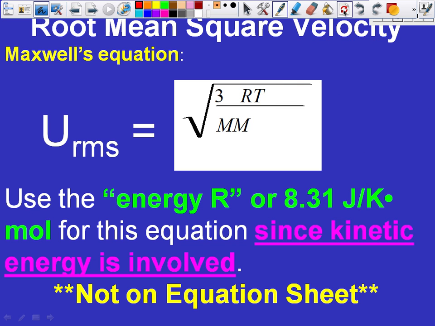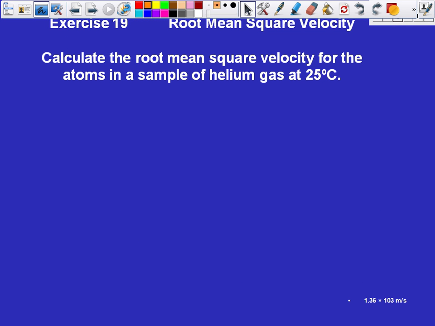Oh, if I had read very carefully, I would have seen that it says not on the equation sheet. So again, this has been updated for the new version. They're either going to have to give you this or you're going to have to work around it. Since it's not on the equation sheet, I'm not going to work it for you, but I will point out a very few small things.